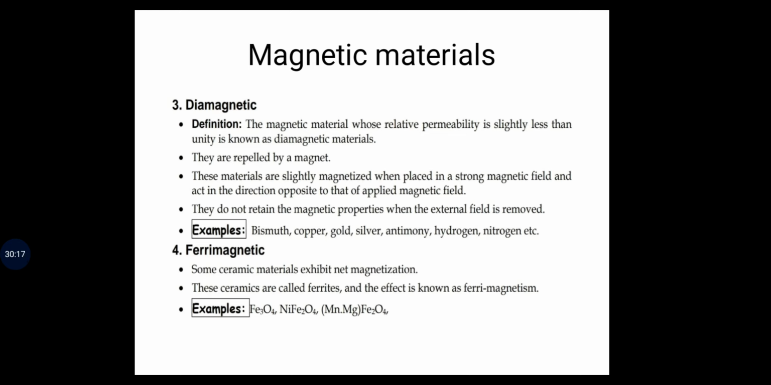Next one, ferrimagnetic materials. Here ferrimagnetic materials are ceramics. These are also called ferrites. Examples of ferrimagnetic materials are Fe3O4, NiFe2O4, MnFe2O4, MgFe2O4.